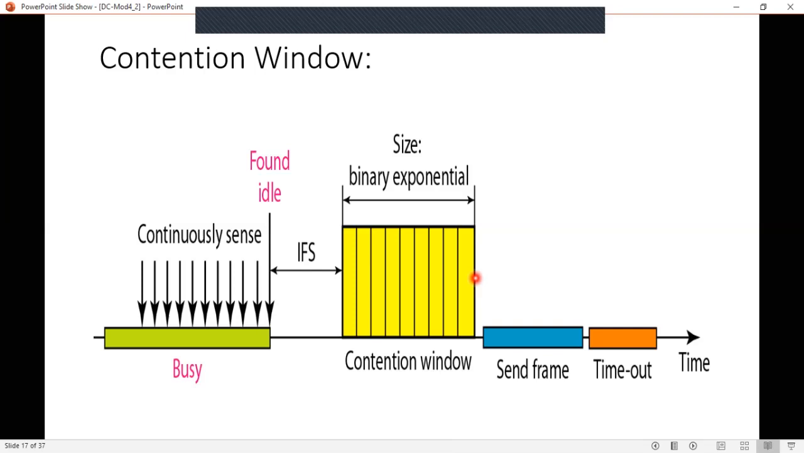This gives priority to the station with the longest waiting time, because of this continuous sensing, then IFS, then the contention window. And the last strategy is the acknowledgement. We use a positive acknowledgement and a timeout timer in CSMA with collision avoidance to guarantee that the receiver has received the frame.